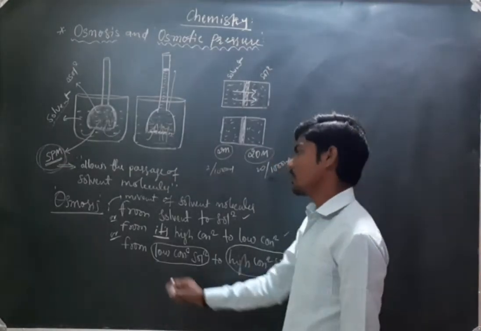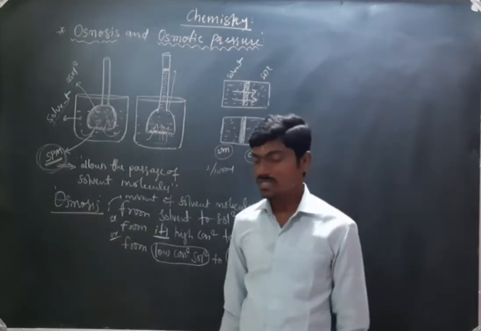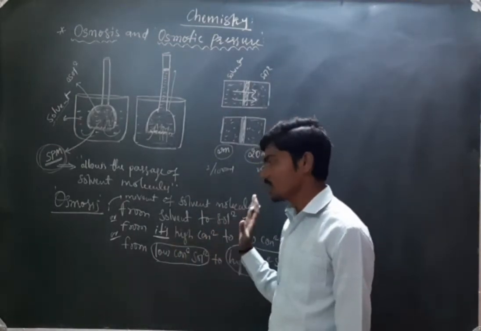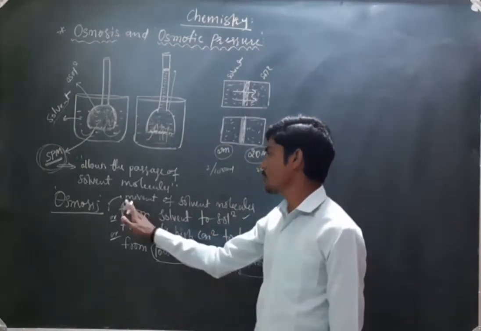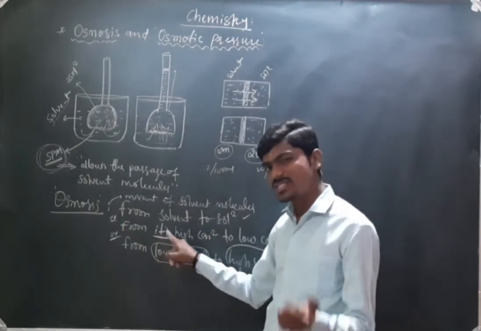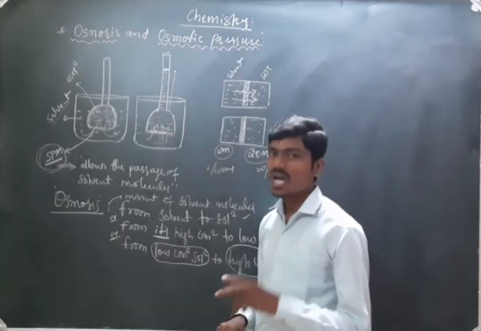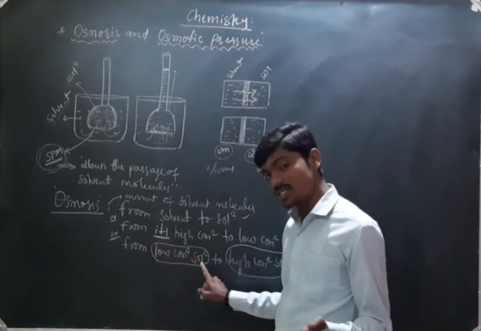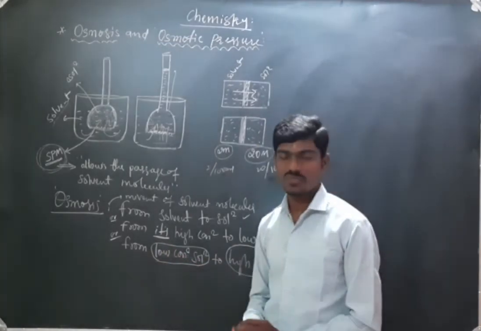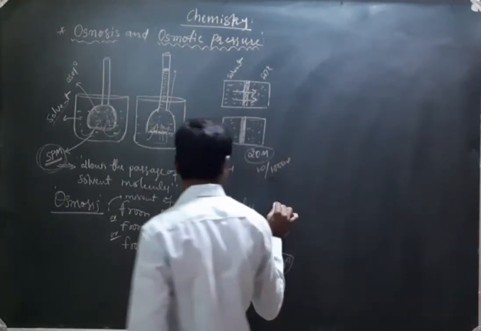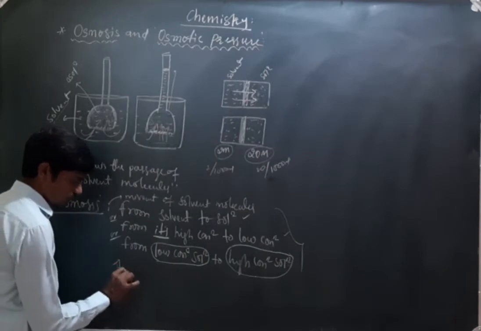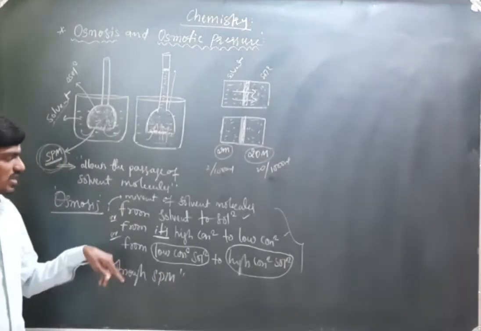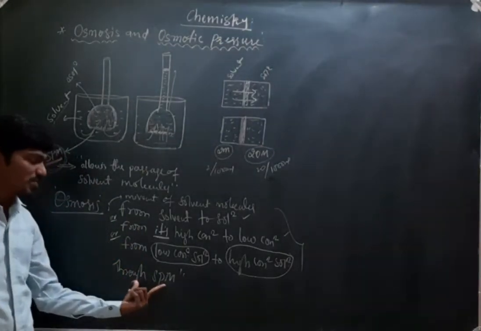So we can define osmosis as the process of movement of solvent molecules from solvent to solution, or from its high concentration to low concentration, or from low concentrated solution to high concentrated solution. This is through a semi-permeable membrane, through SPM, and it is called osmosis. The movement of solvent molecules takes place through SPM, semi-permeable membrane.